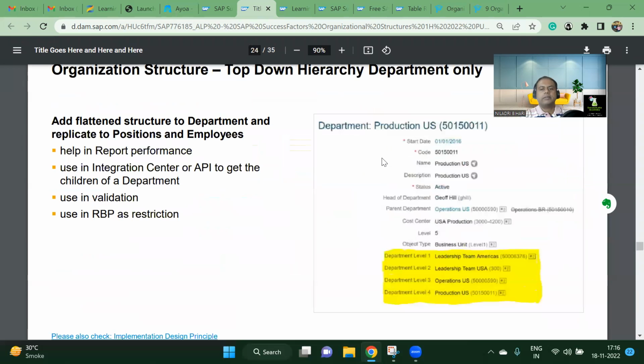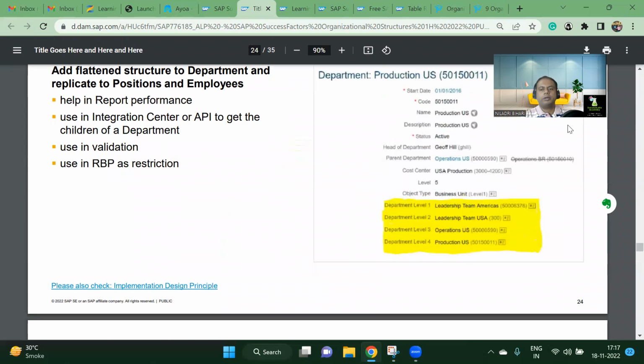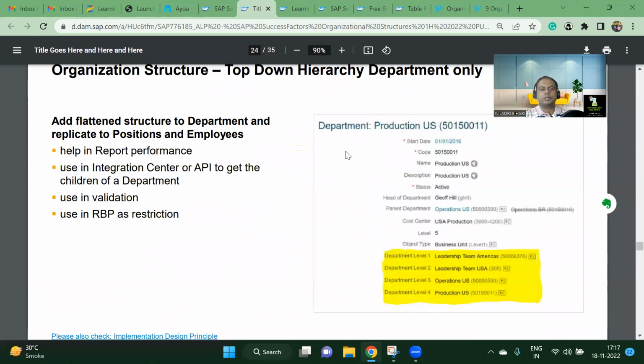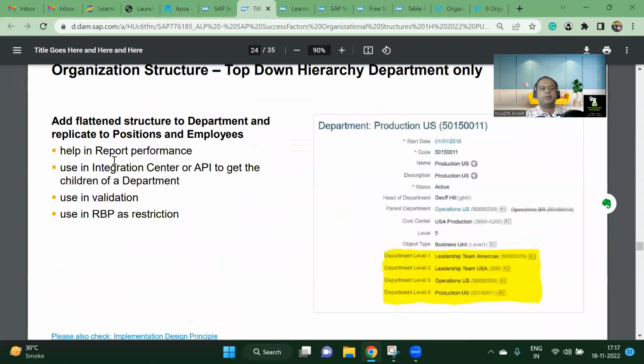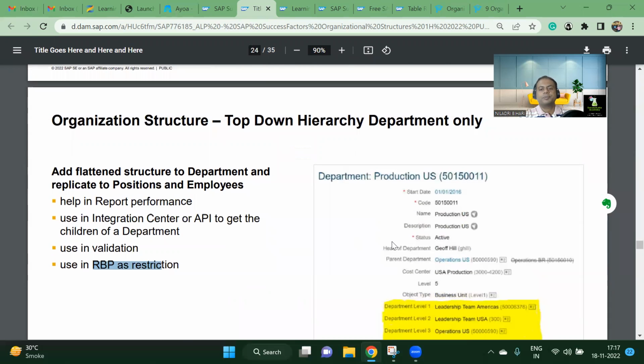There is again a detailed example of how we can add a flattened structure to department and replicate it to the positions and employees. If you have this kind of structure, it will help you. What are the benefits? It helps reporting performance. It can be used in Integration Center or API to get the children of the department. It can be used in any kind of validation, and used in RBP as a restriction. So these are key benefits you get with a flattened structure like this, right?